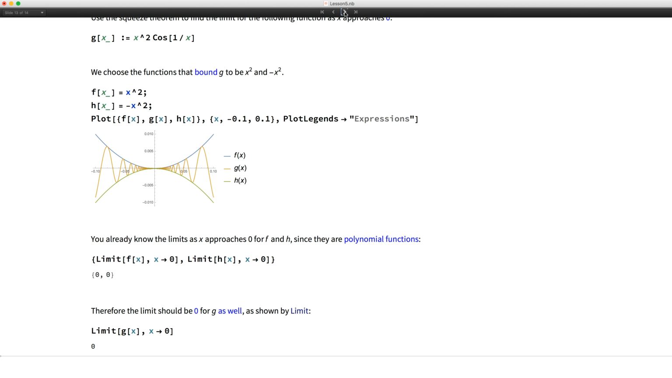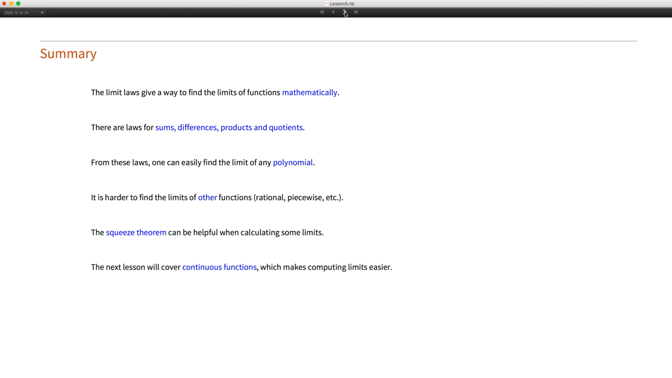Okay, so that brings me to the end of today's lesson, and I'll summarize by saying that the limit laws give us a way to find the limits of functions mathematically. So you can use tables for sure, but the limit laws are the best way to get the limits of functions. And there are laws for sums, for differences, for products, and for quotients. Now from these laws, you can work out the limit for any polynomial.